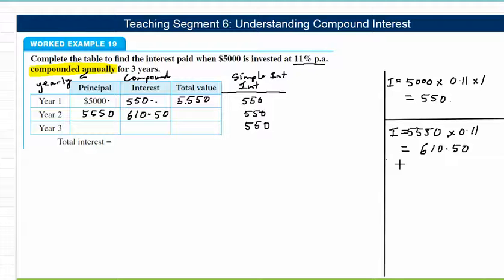Just show the working step over here. So to get the total value, you had 5,550 to start the year, and now we've added 610.50.